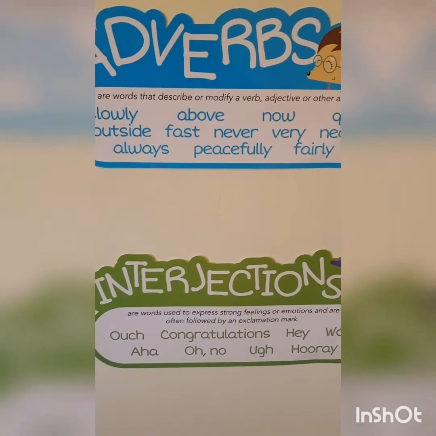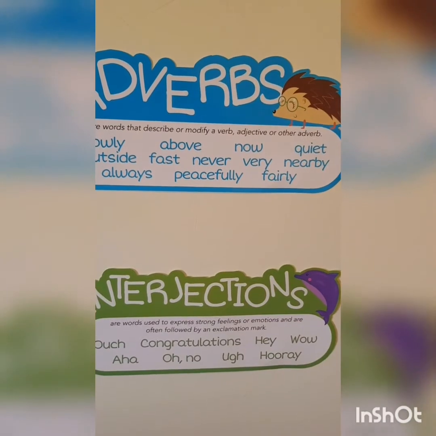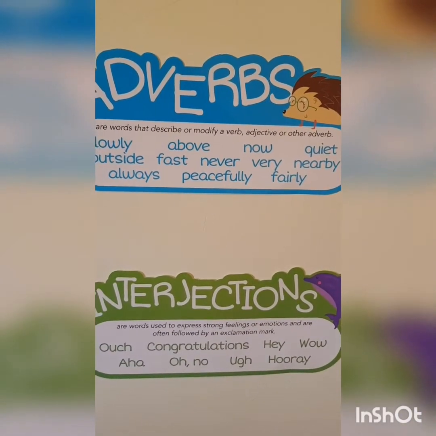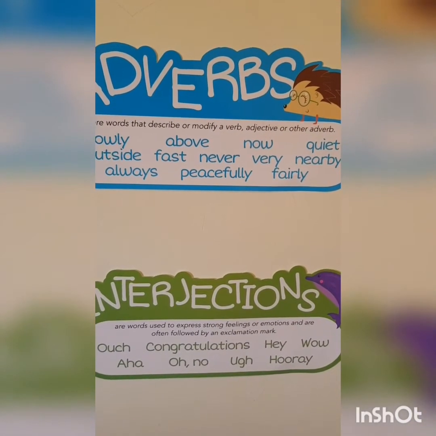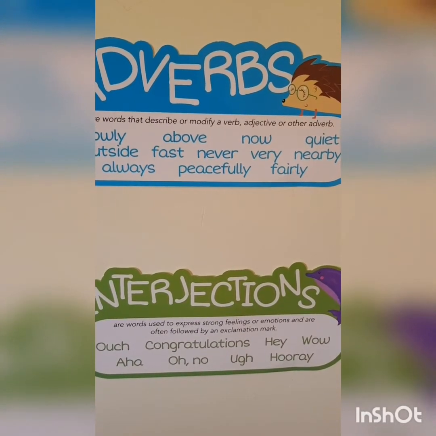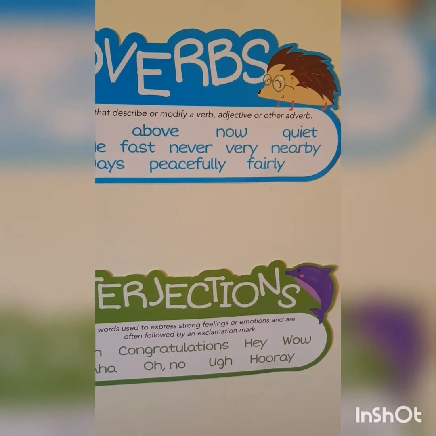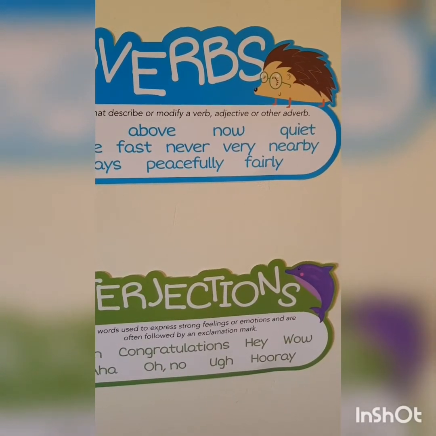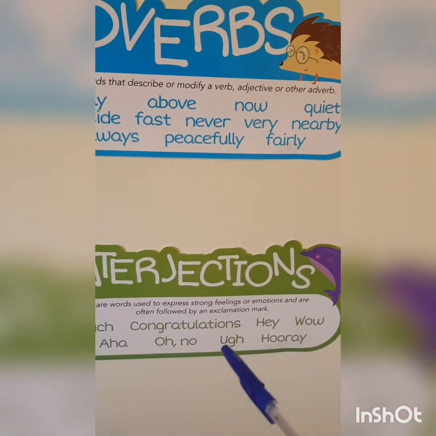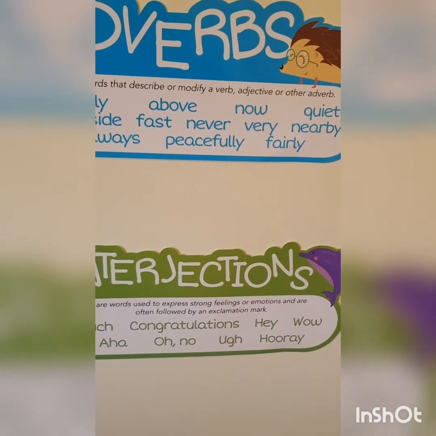And here we have interjections. Ouch, congratulations, hey, whoa, aha, oh no, ugh, hooray. So these are words that express strong feelings or emotions and are often followed by an exclamation mark. That's the one that goes down and then there's a dot.